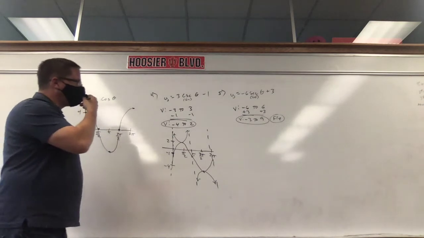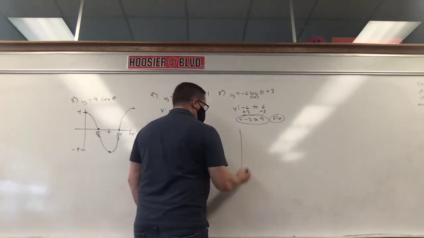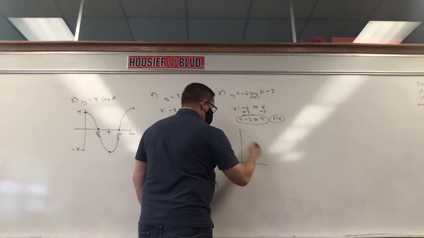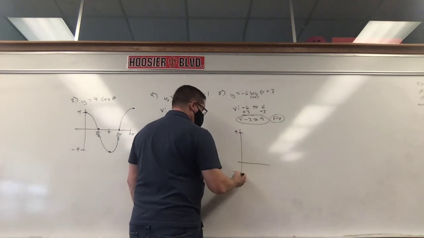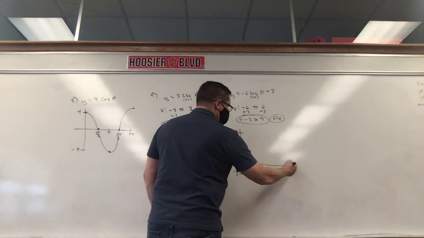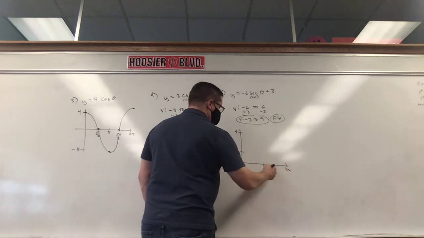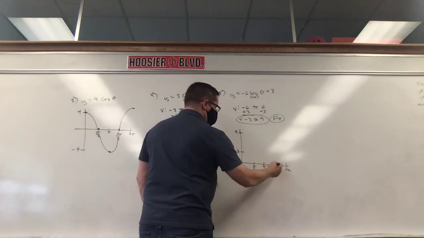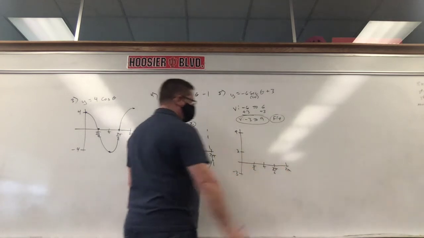Okay. So let's put everything on here. We got to go as high as 9, down to -3, and halfway through is +3. 2 pi, pi over 2, 3 pi over 2.